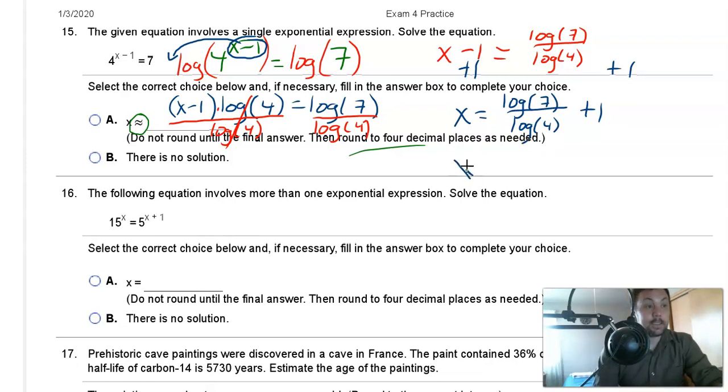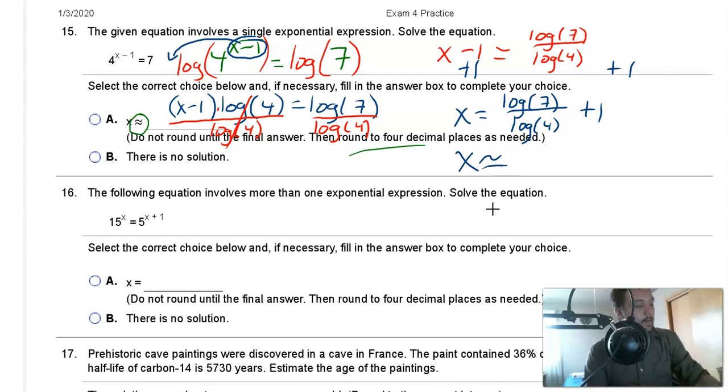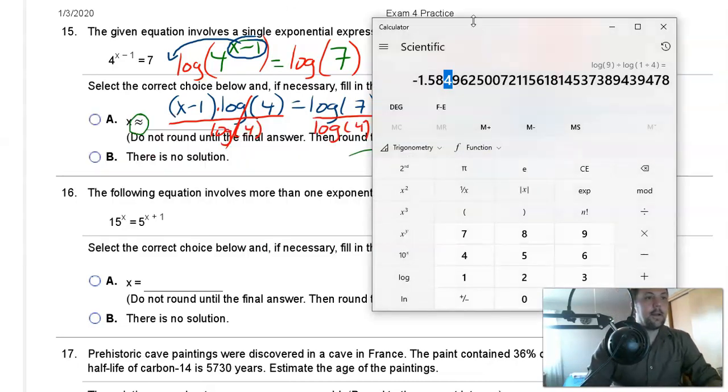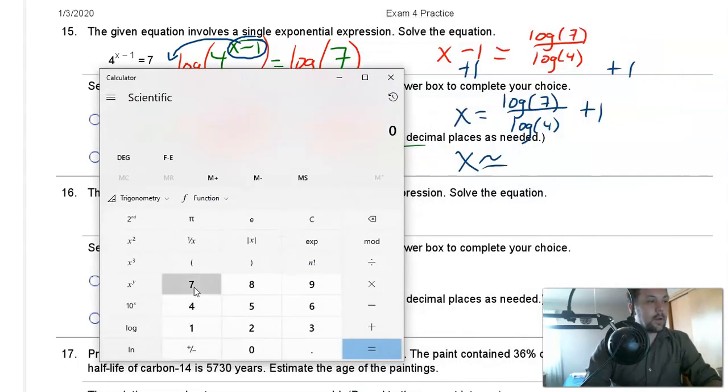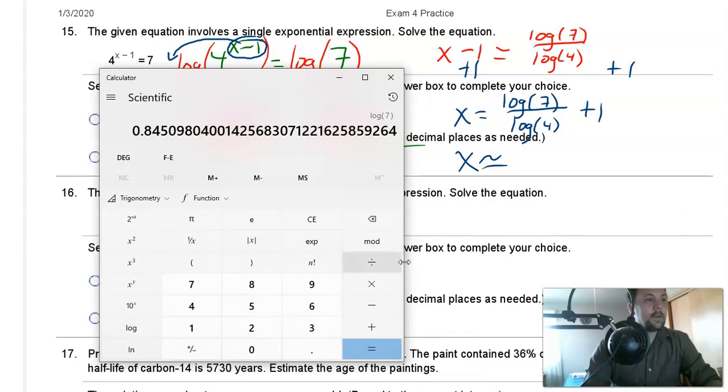Now that I'm done solving it for x, I can plug this into my calculator to get the approximate answer. So again, using the calculator, clear this out. What do we want to type in here? So we'll have log base 10 of 7 over log base 10 of 4, and then plus 1.